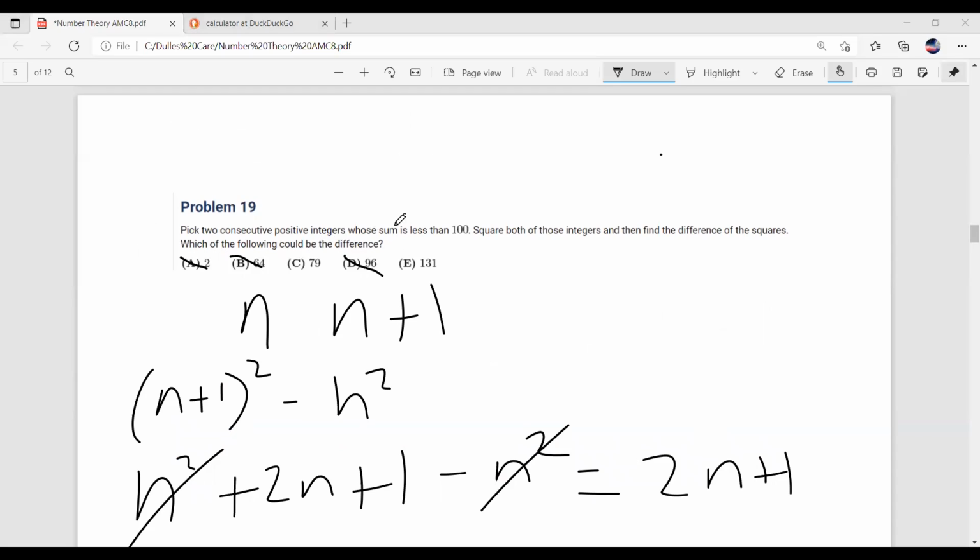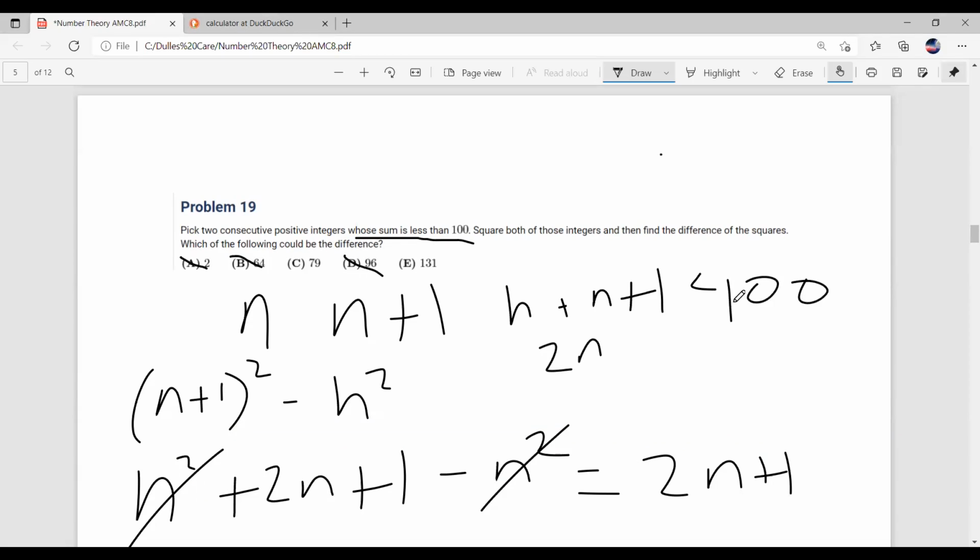Well, we're given that the sum of these two numbers is less than 100. So that means that 2n plus 1 is less than 100. So then we get that 2n plus 1 must be C, 79. Does that make sense? I think it's a pretty interesting problem.